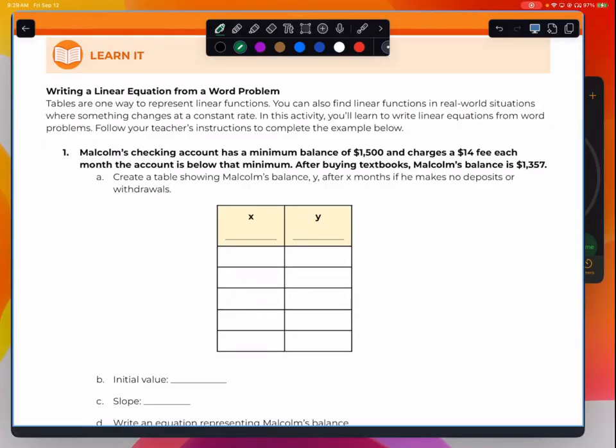So the next one is about using a word problem. We're going to spend about 5 more minutes just on this one, and then you'll have the rest of class time. That's all the time. I just want to make sure I get through both parts of our lesson today.